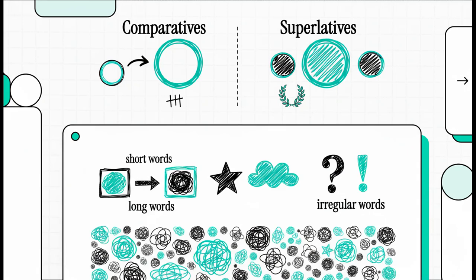All right, let's talk about a core part of English grammar, something we all use every single day: comparatives and superlatives. Now, I know grammar can sound a little intimidating, but trust me, this is way simpler than you think. We're going to get this down in just a few minutes.